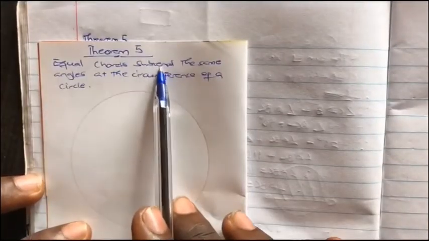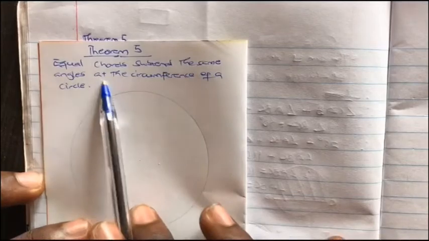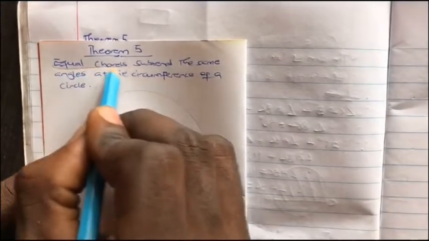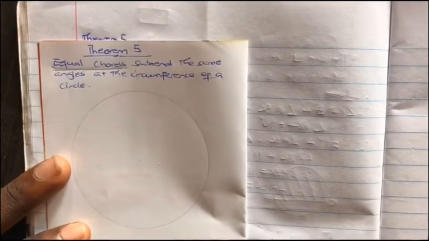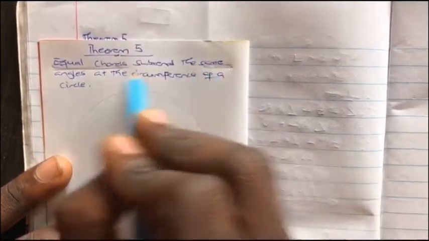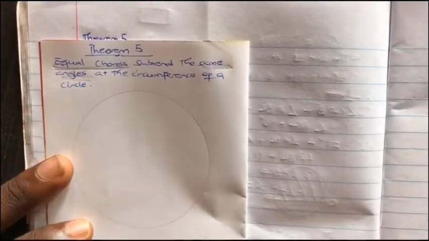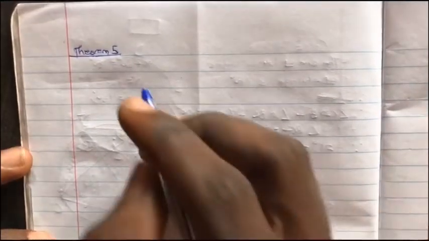So theorem 5 states that equal chords subtend the same angles at the circumference of a circle, okay? So equal chords, that's the important thing to note. Equal chords subtend the same angles at the circumference of a circle, and we know what the circumference of a circle is. So let me illustrate that in this diagram.